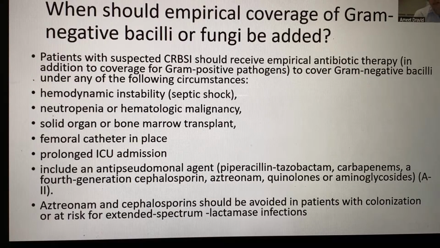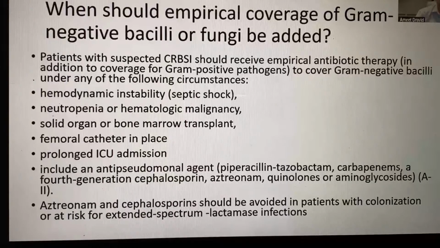Once when there is severe hemodynamic instability. If the patient is in septic shock and CRBSI is suspected to be the cause, or the patient has neutropenia or hematologic malignancy, or has a solid organ or bone marrow transplant in which we suspect a CRBSI, or has a femoral catheter in place. Remember, central venous lines put into the femoral vein have a very high risk of gram-negative bacteremia, and if that is in place, then empiric coverage for gram-negative bacilli should be initiated. Again, with prolonged ICU admission, we should suspect that gram-negative bacilli could also cause CRBSI.